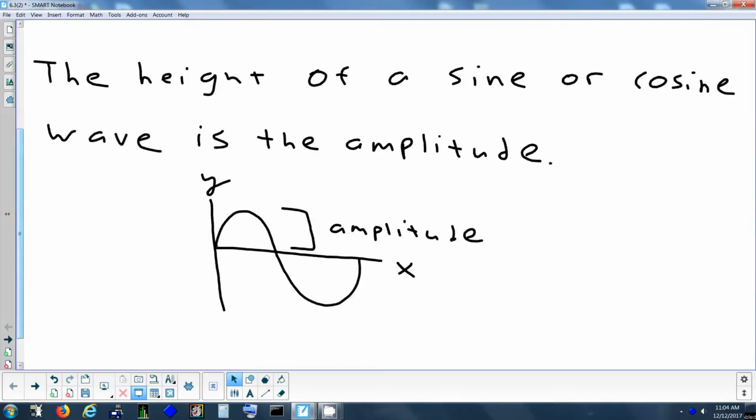Now, when we start talking about other functions that are not waves, like the graph of tangent, I think I showed that yesterday, it kind of was these curved things. We don't really talk about amplitude anymore, because the graph of tangent goes up and down forever. Okay, amplitude really only applies to graphs that do not go up and down forever.